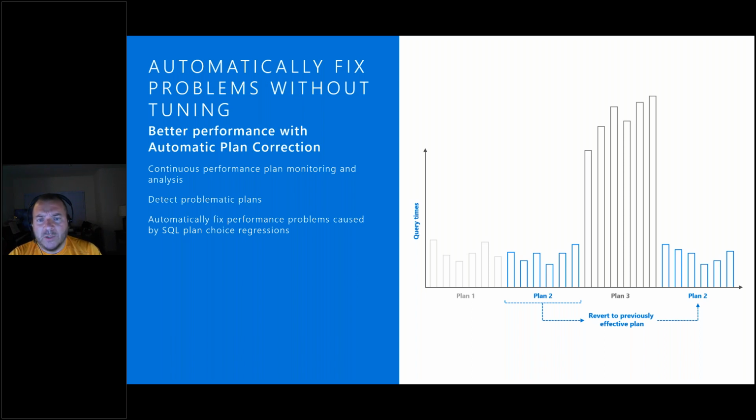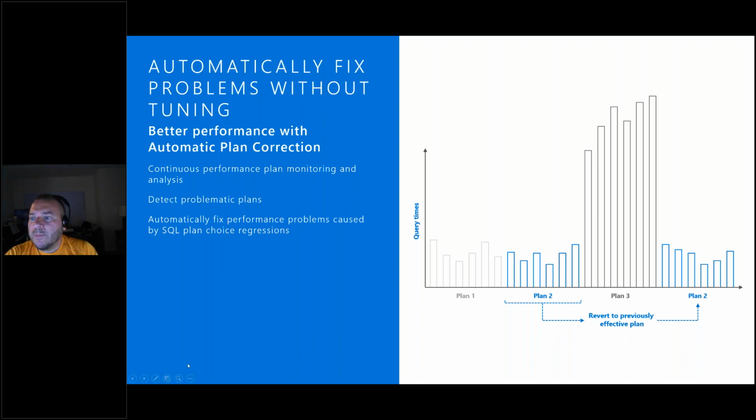There might be some application changes as well. And this will cause a regression that will slow down the query. And so if you enable automatic tuning, automatic plan correction in SQL Server, we can detect these regressions and automatically fix these problems.